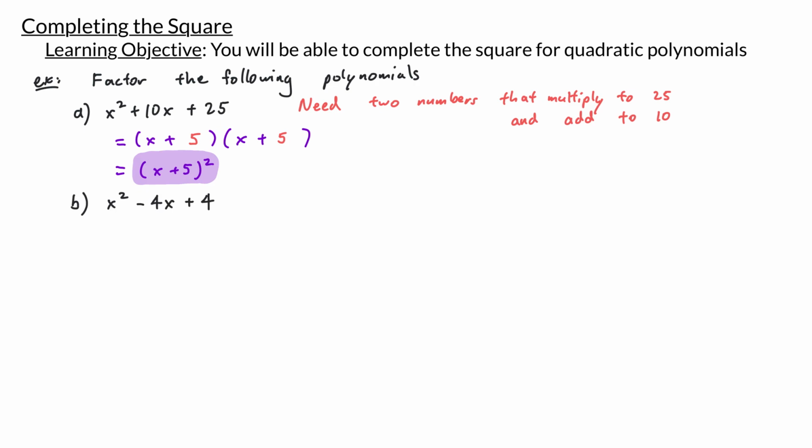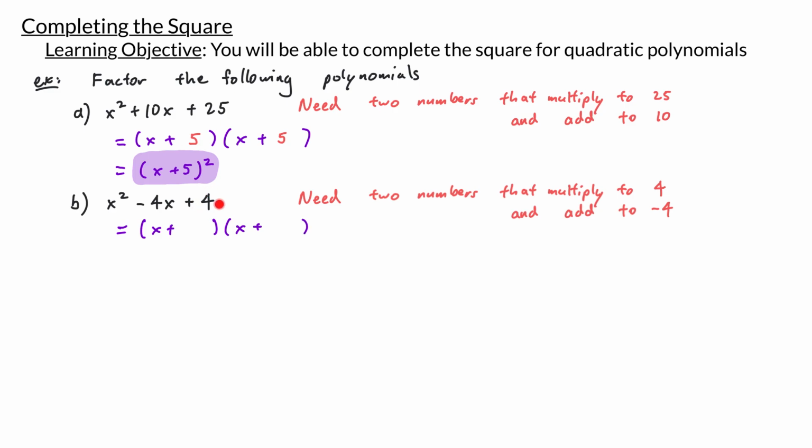In example B here, we want to factor the polynomial x squared minus 4x plus 4. Just like before, we need to come up with two numbers that multiply to the last number, which is 4, and add up to the middle number, which is negative 4. And once we come up with the two numbers, we can factor our polynomial as x plus the first number times x plus the second number. Now, two numbers that multiply to 4 and add up to negative 4 are going to be negative 2 and negative 2. So this means our polynomial factors as x plus negative 2 times x plus negative 2 again.